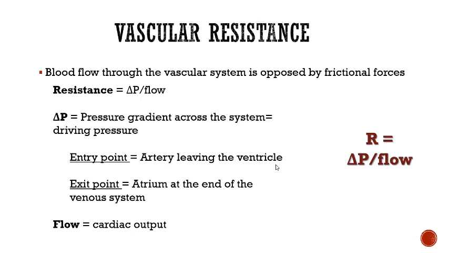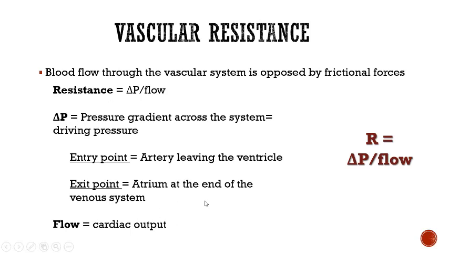So the entry point is the ejection of blood from either ventricle, the right ventricle or left ventricle, into the artery. You've got your pulmonary artery on the right and your aortic artery on the left. The exit point is going to be the atrium at the end of the venous system. On the right-hand side you have your right atrium, with blood coming back, exiting the systemic circulation through the superior and inferior vena cava. And on the left, you have blood entering the left atrium, exiting the pulmonary system via the pulmonary veins. So that's your exit point. So that's your delta P.